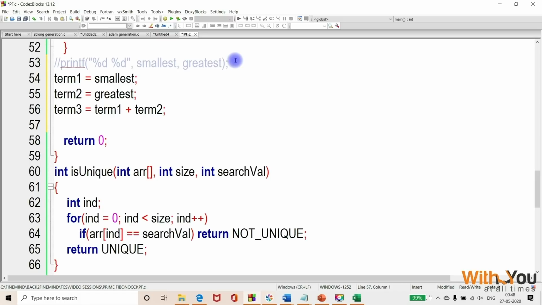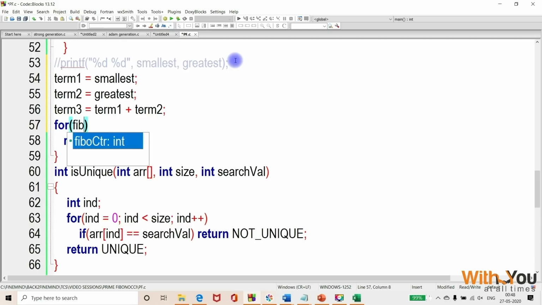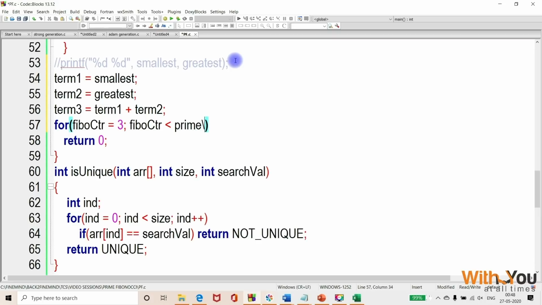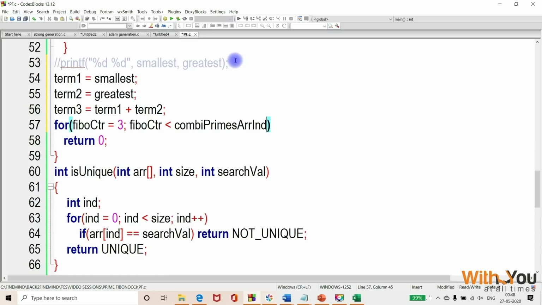So how long should I be going on? I should be just going on. Okay, now we'll say for my Fibo counter starts with 3. Why? Because 3 numbers have been generated. My Fibo counter should be less than, focus please, combi primes ARRIND. He is the one who has got total number of combinations, and Fibo CTR plus plus.